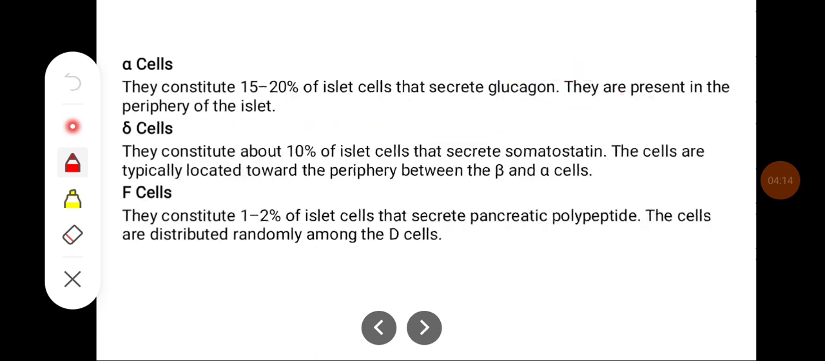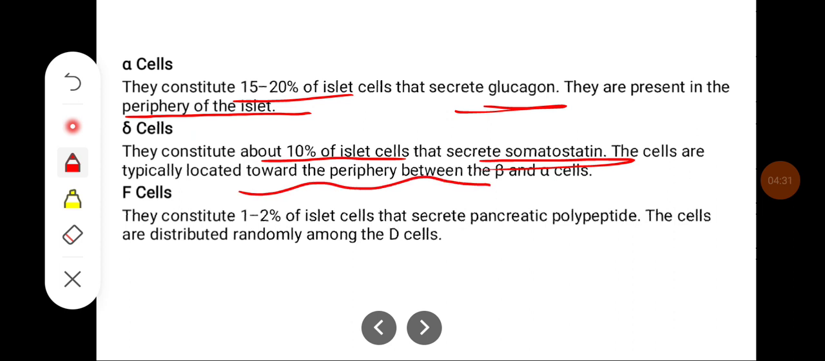Alpha cells constitute around 15 to 20% of the islets and they secrete glucagon. They are present in the periphery of the islet. Delta cells constitute around 10% of the islets that secrete somatostatin, and these cells are typically located toward the periphery between the beta and alpha cells. F cells constitute around 1 to 2% of the islet cells and secrete pancreatic polypeptide. The cells are distributed randomly among the D cells.